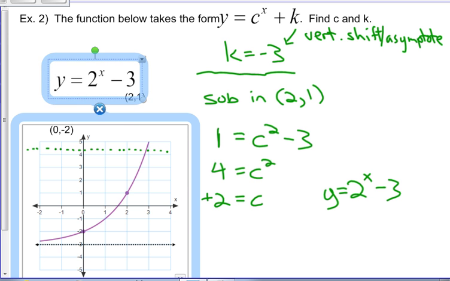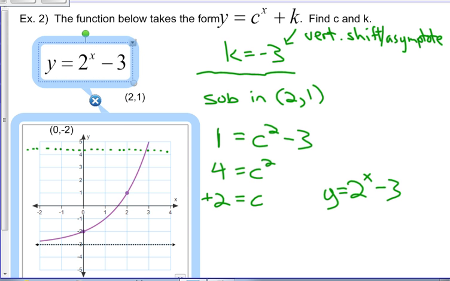There it is, 2 to the x minus 3. We did an awesome job. We figured it out. Okay, so vertical shift is your k value.